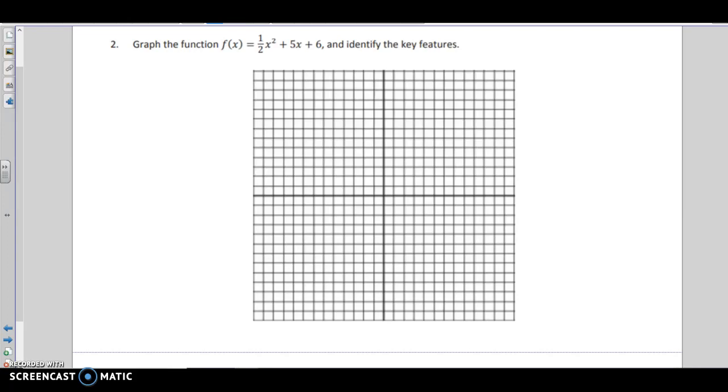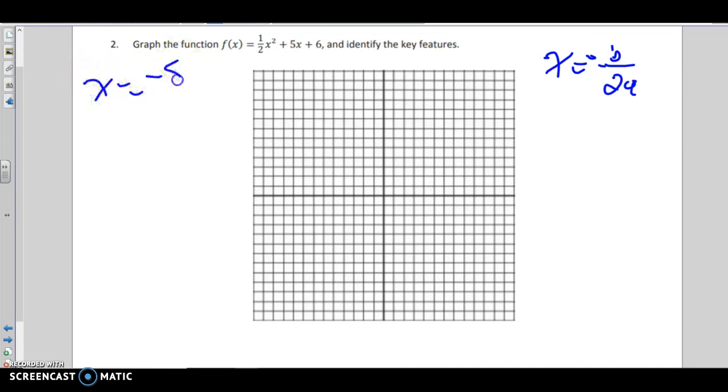If we need to, again, we can use any of the methods: factoring, completing the square, quadratic formula. I've got to find that vertex first. So I'm going to use that formula, negative b over 2a. So negative b would be negative 5. 2 times 1/2 is going to be 1. So x equals negative 5 is the x coordinate of my vertex.